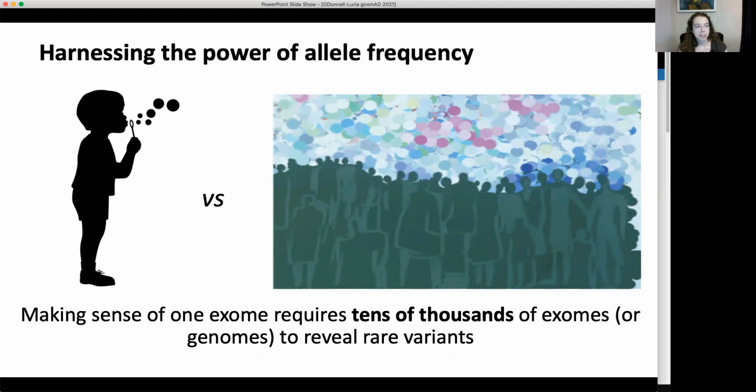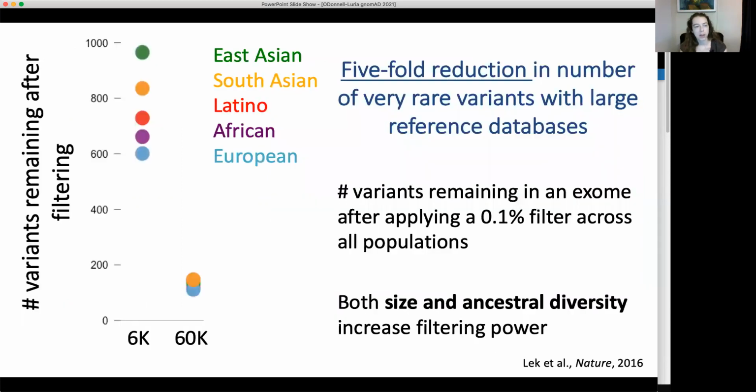So in the last minute, I just want to comment on harnessing the power of allele frequency. To make sense of one person's exome or genome, we need tens of thousands of exomes or genomes. This is highlighted here: we all have in our exome, this is exome data here, about 20,000 variants in the VCF.